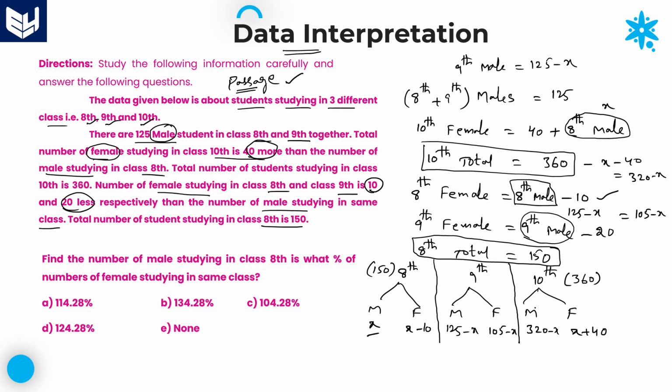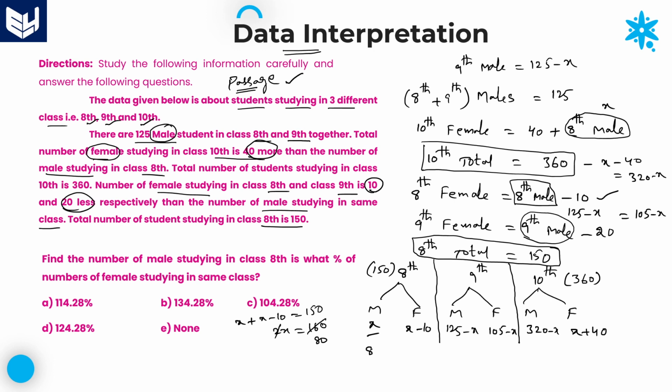Now if you observe carefully, the total of this entire 8th class, x plus x minus 10, is equal to 150. Now from this, 2x is equal to 160, x is equal to 80. The value of x is 80. Once you know the value of x, it is very easy to calculate each and every individual value.